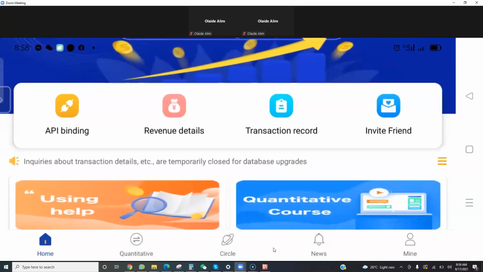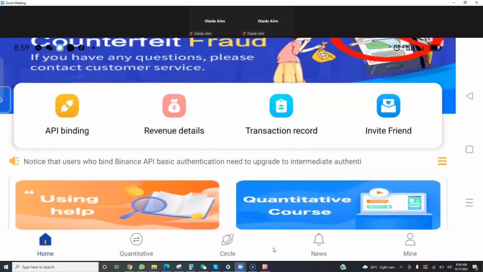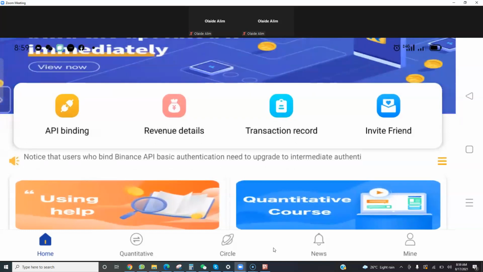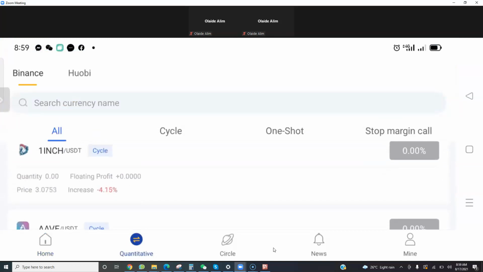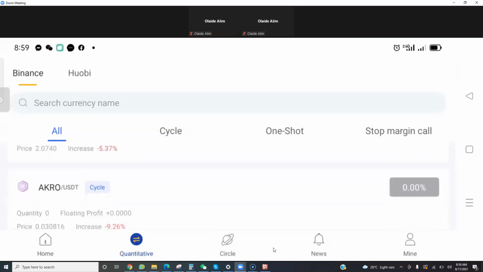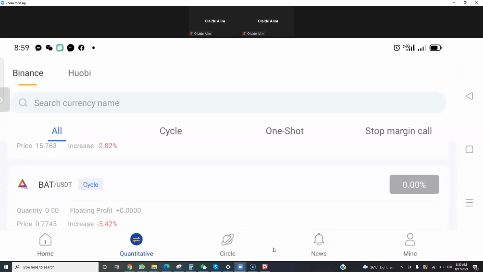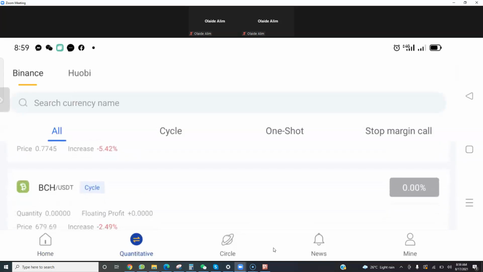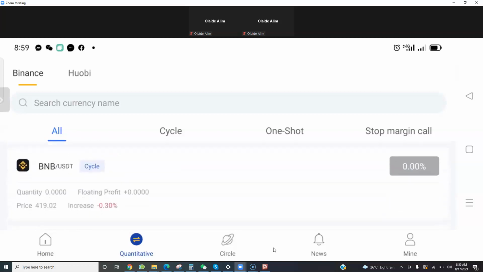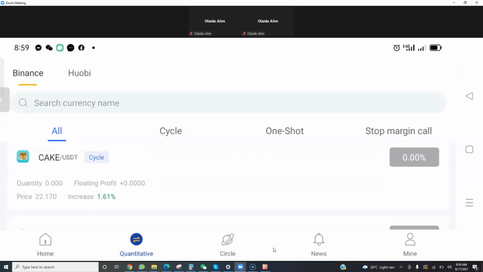Okay, now we have quantitative, we have circle, we have news, we have mine. Quantitative is where you are going to select a coin. We have a lot of coins on this app, a lot of coins that people vote, that they assume have potential, have a huge volume, and people are using them every day. So it's not just any coin. It is not all the coins that are here.